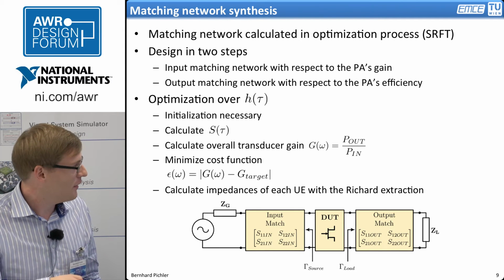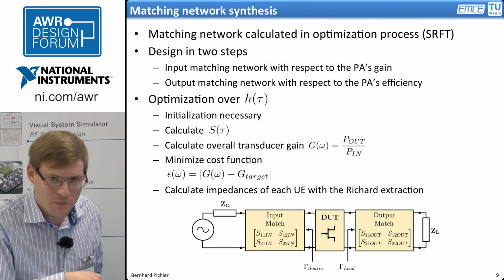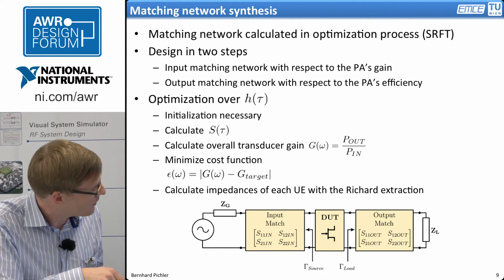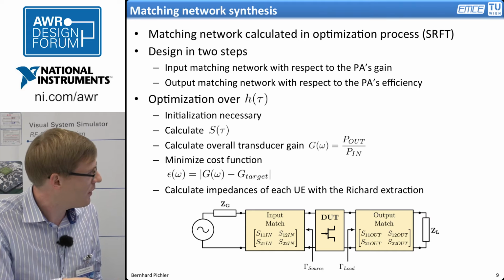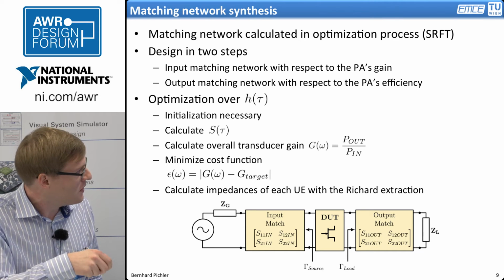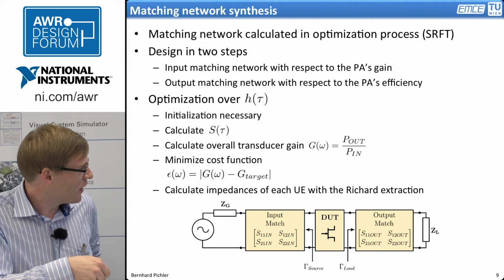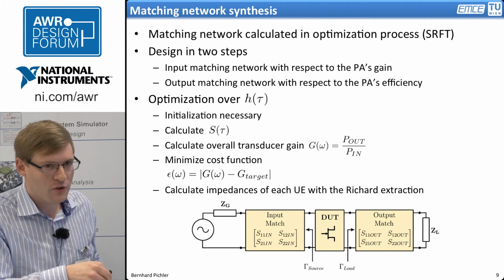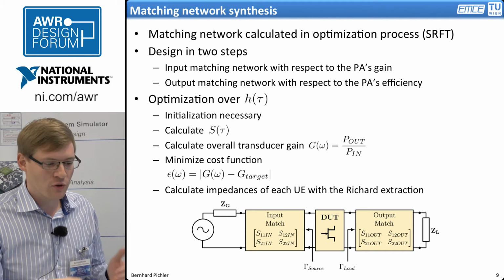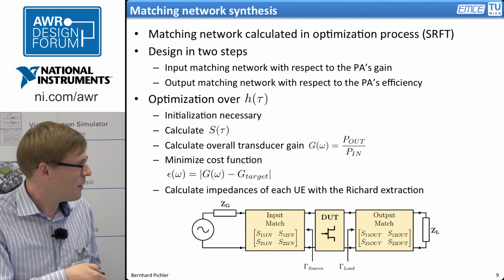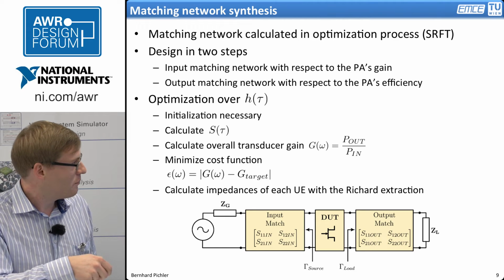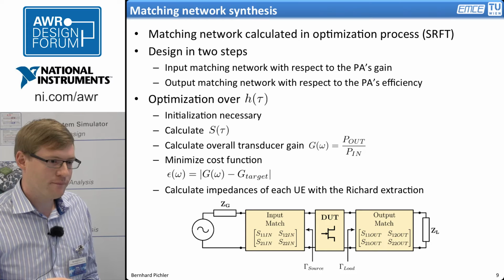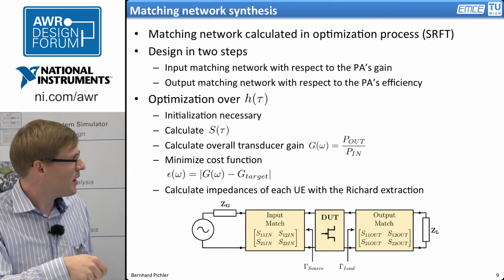Because your transistor is known, from load-pull measurements or a model or anything, you can calculate the gain of the whole power amplifier. This is denoted here as g of omega. Then you can define a cost function with your gain subtracted by an arbitrary target gain, which is what you design for in amplifier design. Take the magnitude of this, and you have an error function epsilon of omega, which is minimized in the optimizer.